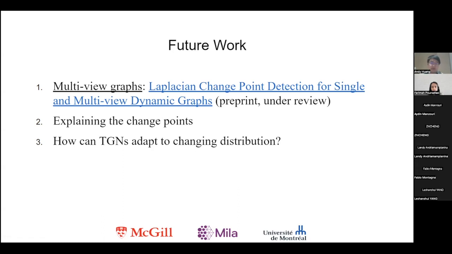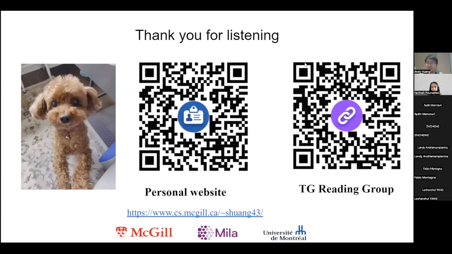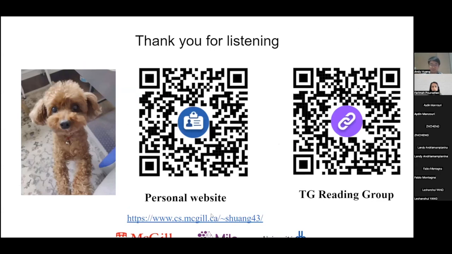And then also, how can we have a temporal graph GNN that can adapt to changing distributions, especially when you want it to run for long periods of time. And I will go back to the slide with the dog photo for the links. Is there any question from the audience? That's the end of my presentation.